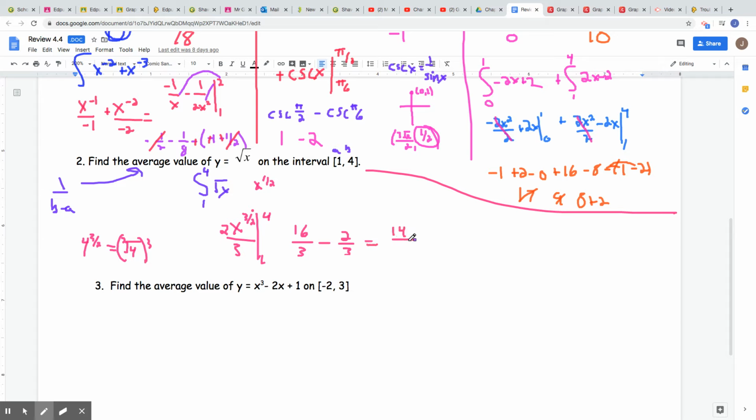So if this was our only problem, this would be the answer. But we're finding the average value of it. So I have to multiply by 1 over b minus a. 4 minus 1 is 3. So we're going to multiply by 1/3. So multiply the top and bottom, and I get 14 ninths. And there's your answer, 14 ninths.